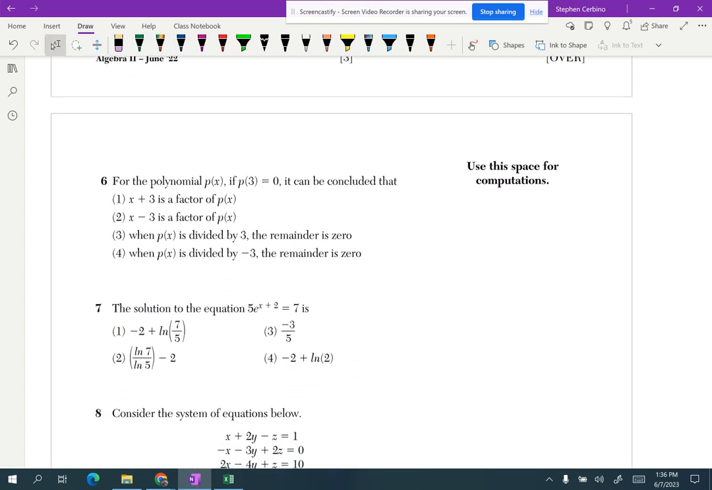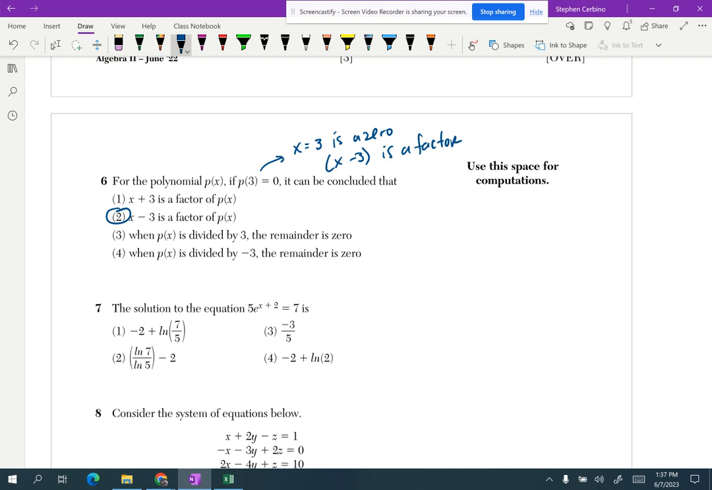Number 6 is understanding the remainder theorem again. So if p of 3 equals 0, that means this is a 0 of the function. So that means x equals 3 is a 0, which also tells us that x minus 3 is a factor. Those two things are true as soon as I see that. So we could just go ahead and choose choice 2 and move on.